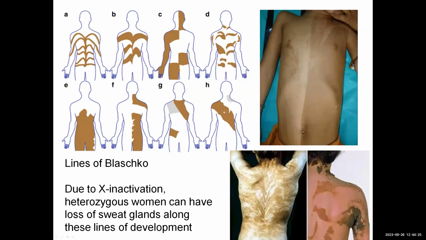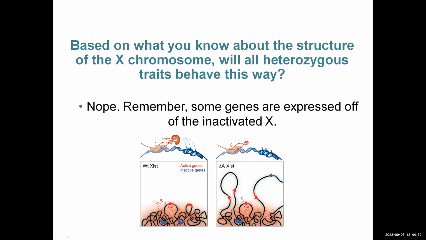Now, not all X linked traits are going to behave this way. Remember that there are genes on the X that are on all the time. So while some X-linked traits will see this type of inactivation, not all of them do. The most important genes that are expressed off the X are expressed off of both sides in women to make sure that enough is produced. So some genes, this is not going to show up for. Not all heterozygous traits will behave this way.